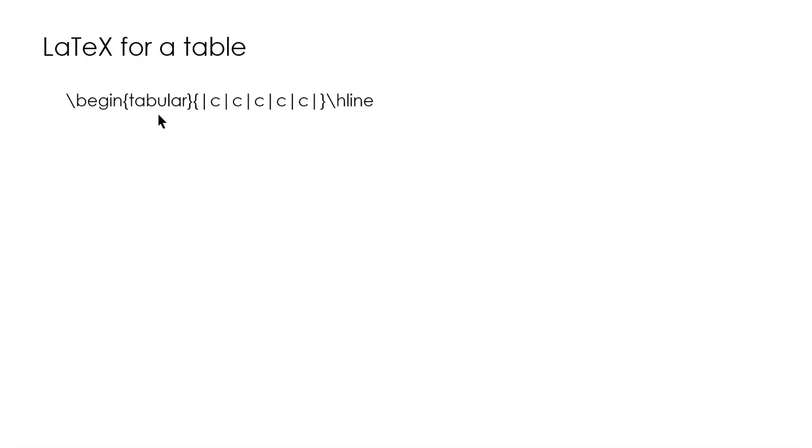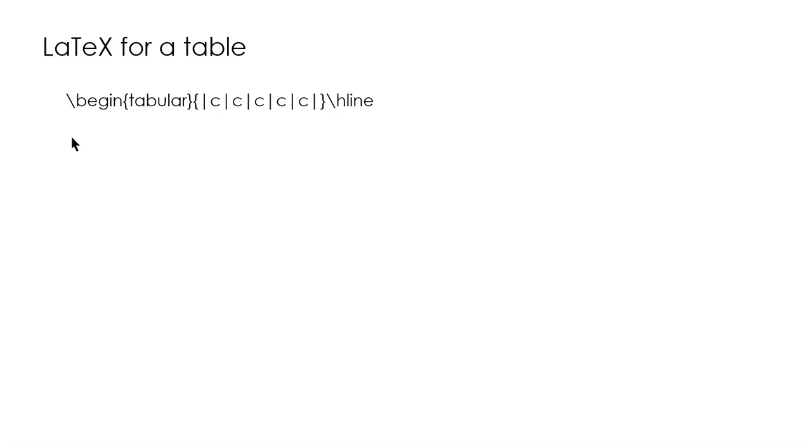Slash begin tabular, meaning I'm going to do a table. I have C, C, C, C, C. This means I have 1, 2, 3, 4, I'm going to have 5 columns. The C doesn't stand for column. The C stands for centered. Everything in the columns will be centered. These vertical lines say, okay, I want you to give me vertical lines throughout the whole table. H line means horizontal line.